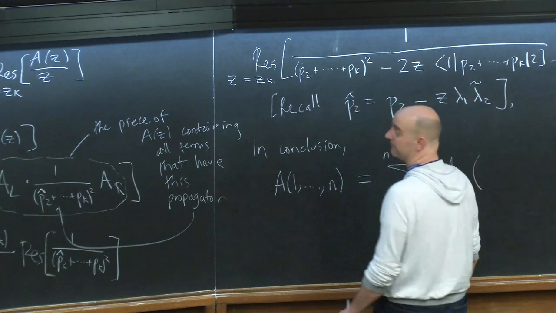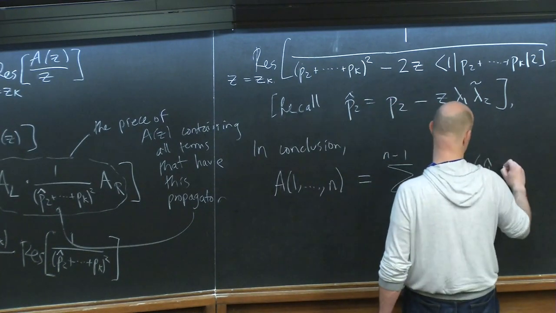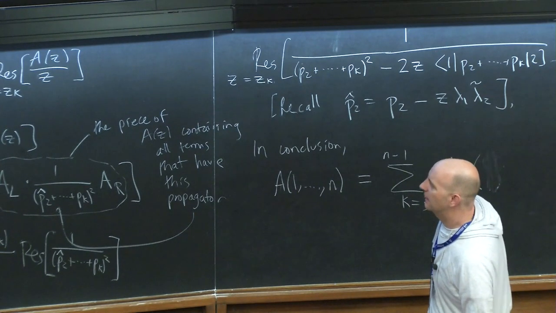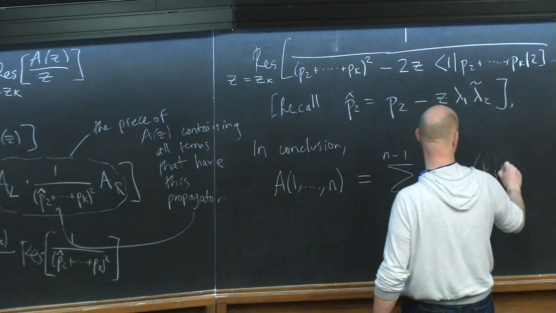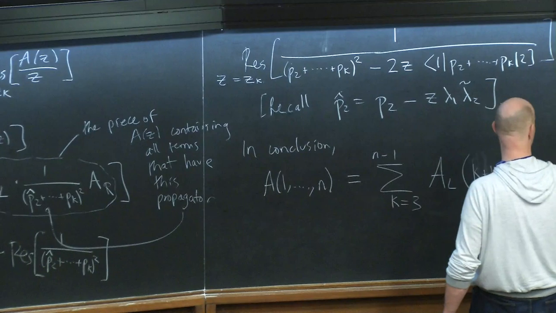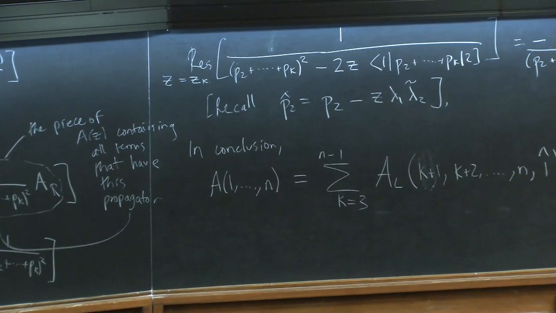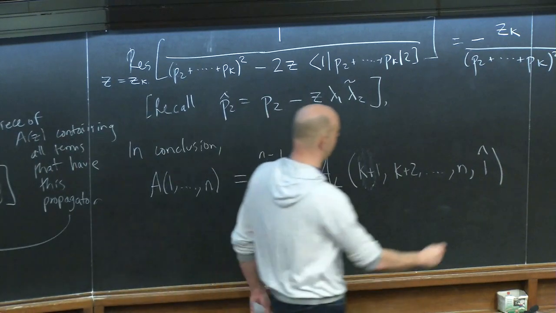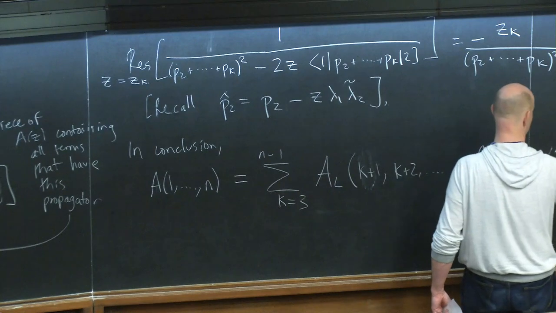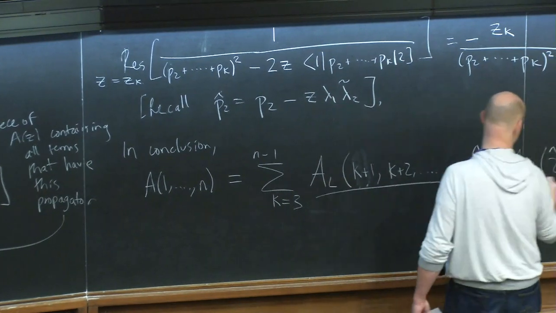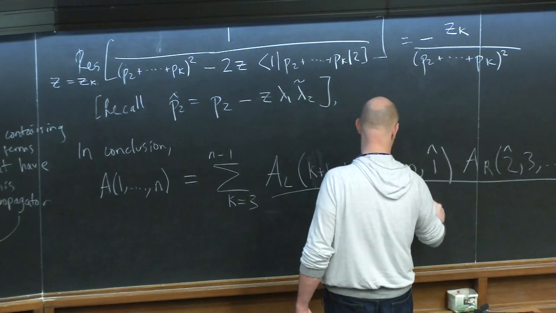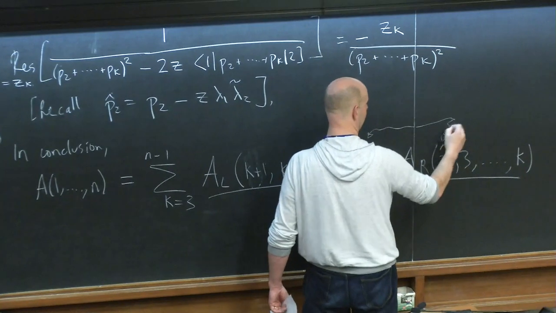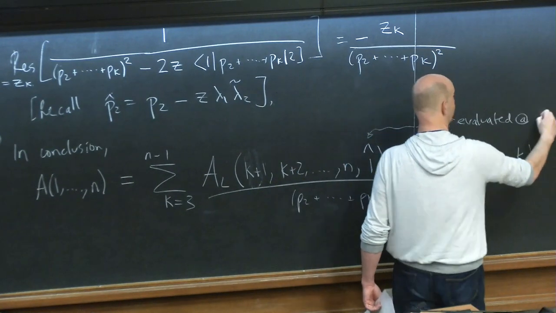We have A left, 1 hat. A left starts with, let me start like this, k plus 1, k plus 2, up to n, up to 1 hat. See, I'm reading it cyclically. You always read these things cyclically. So the left amplitude, reading it cyclically, is k plus 1 through 1. The right amplitude, and then I've got this explicit propagator down here. And these hats mean evaluated at z equals z_k.